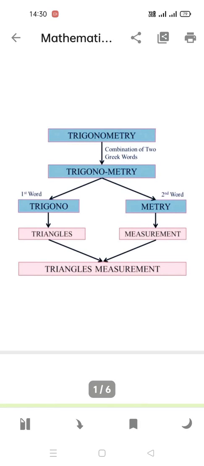Hello dear fellows, today I am going to share with you a very mandatory chapter of ICSE mathematics. The name of the chapter is trigonometry.